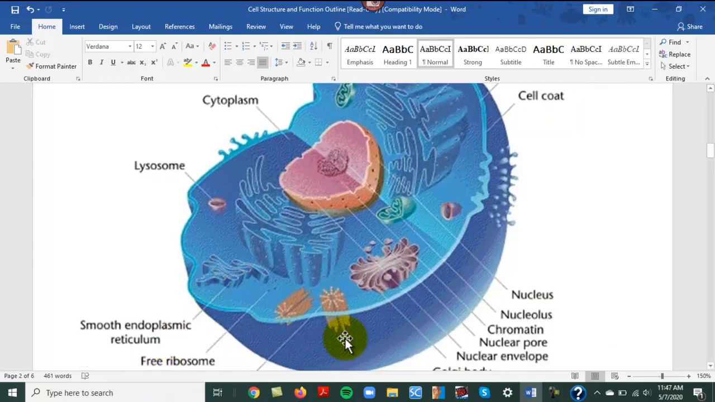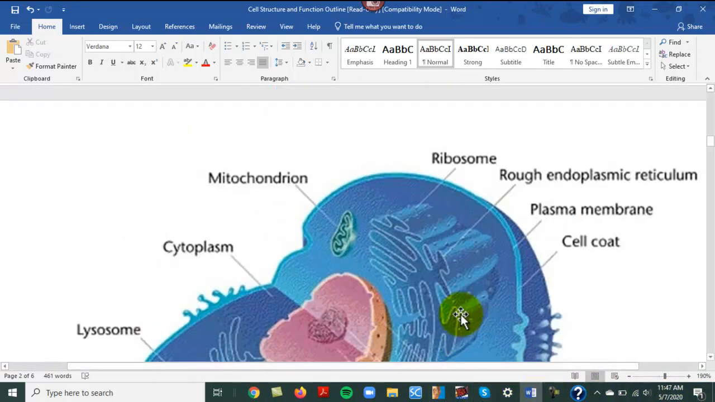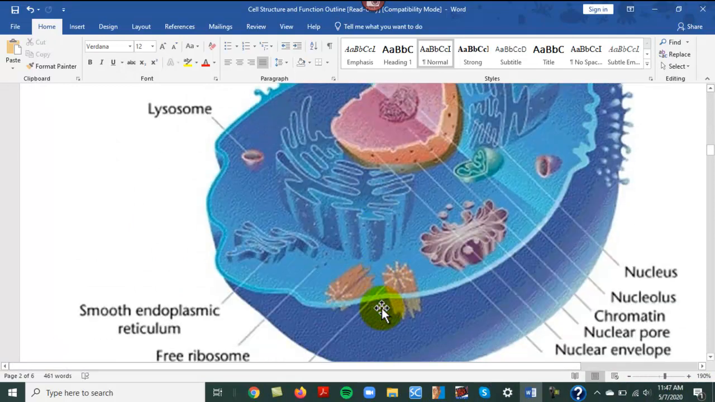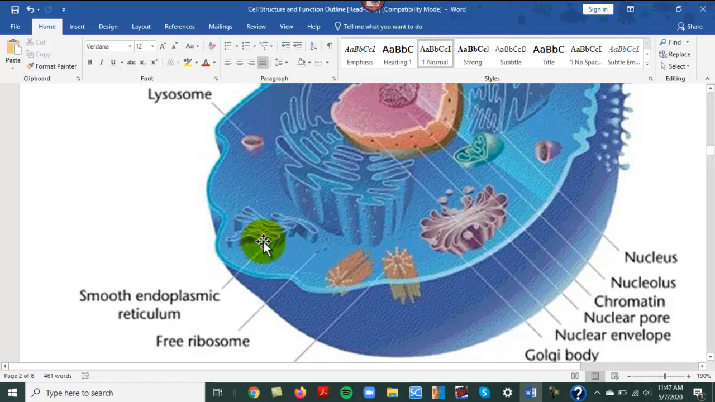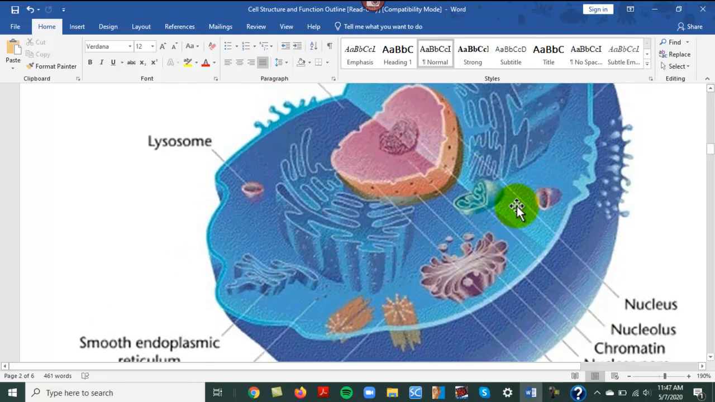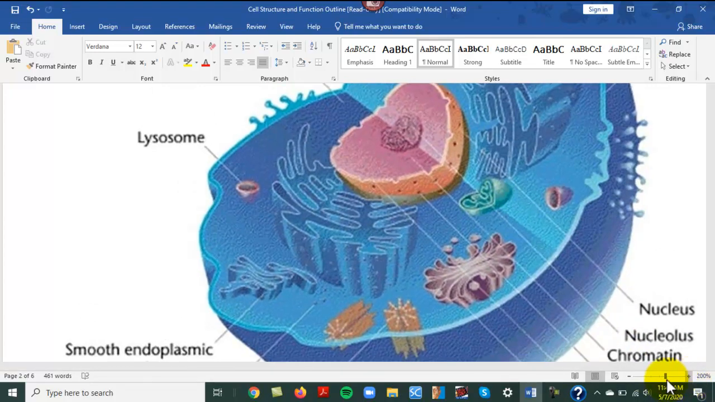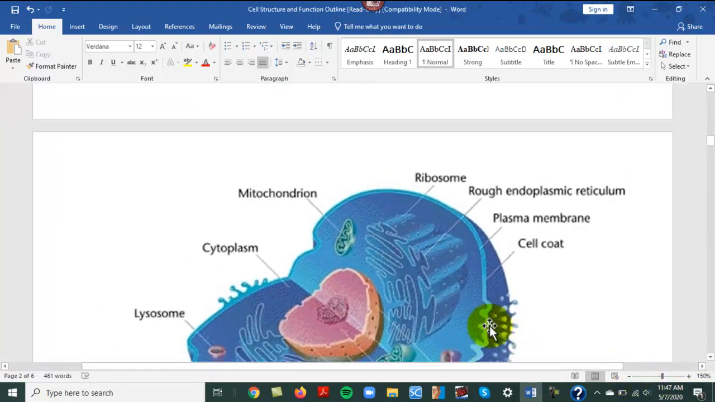Down here you can see in the corner, that's called the smooth endoplasmic reticulum because it does not have ribosomes attached. That little area there, there's no ribosomes. There's some free ribosomes. They're found in the cytoplasm of a cell. Nothing really floats around, but I'm going to back this up.